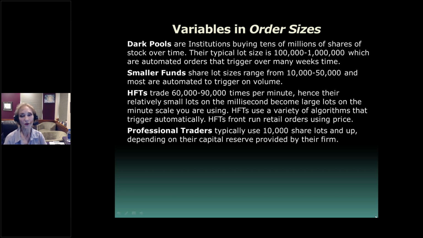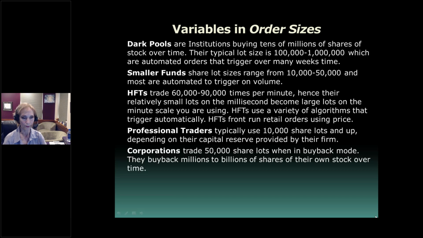Professional traders typically use 10,000 share lots and up, often 50,000 is their high end, depending on their capital reserve provided by their firm. Corporations trade 50,000 share lots when in buyback mode. This is done by the bank of record, so it's the sell-side institutions performing this operation for corporations, not the corporations. They buy back millions to billions of shares of their own stock over time. Apple has bought back billions and billions.